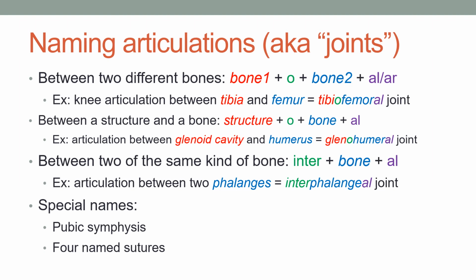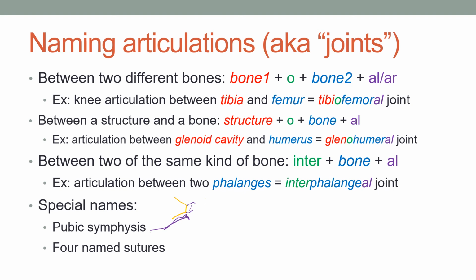Finally, there are some special names where the two halves of the pubis come together. Remember, we've got that pubic bone with its two rami, and they come together, and then there's a big hunk of fibrocartilage there that stitches the two of them together, and that is called the pubic symphysis.